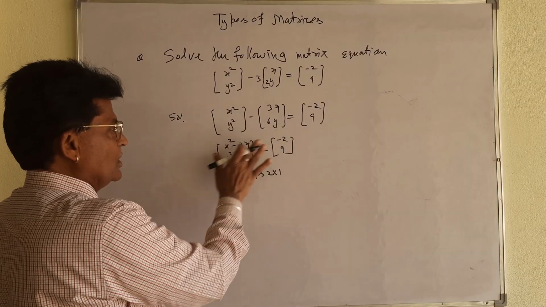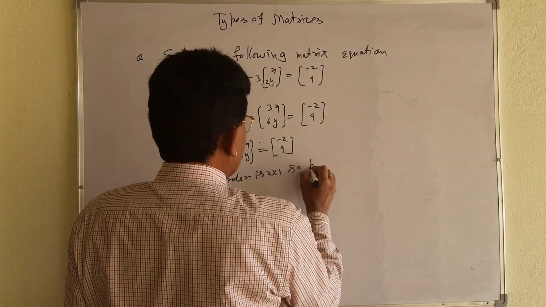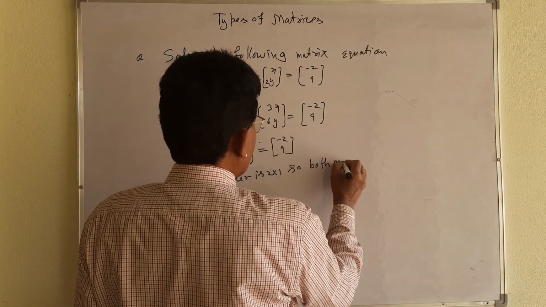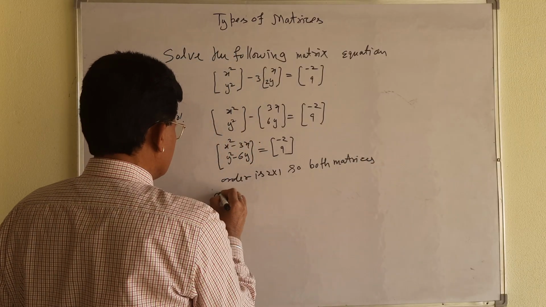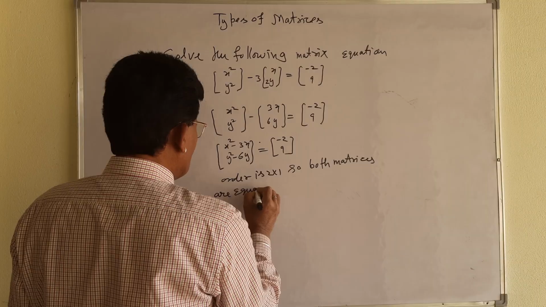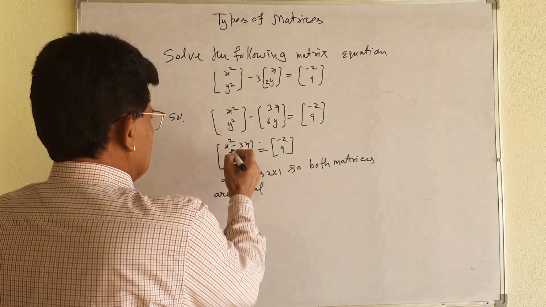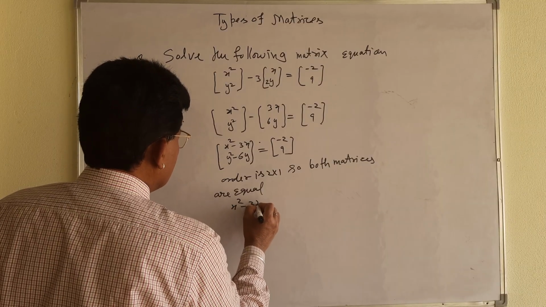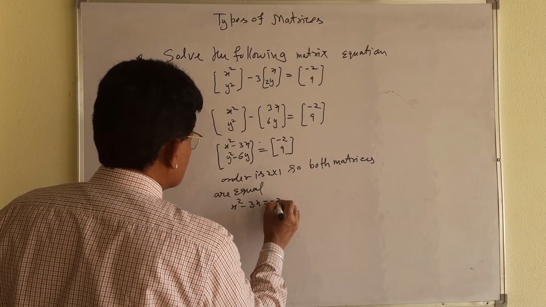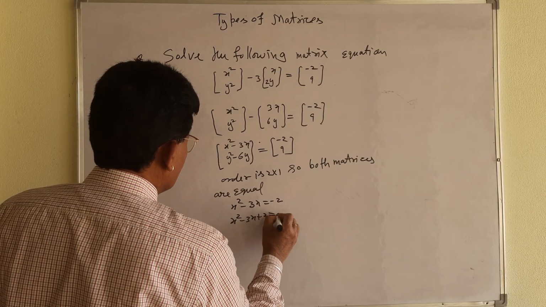That is why both matrices are equal. If these are equal, then corresponding elements are equal. मैंने बोला था corresponding elements will be same. इसका corresponding element क्या हो गया? x square minus 3x will be equal to minus 2. Okay, x square minus 3x plus 2 is equal to 0.